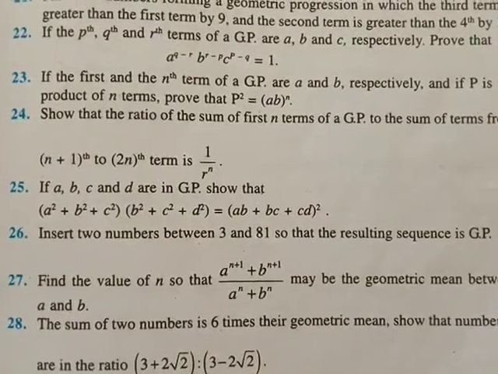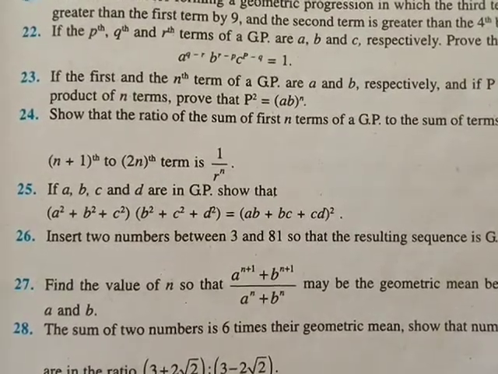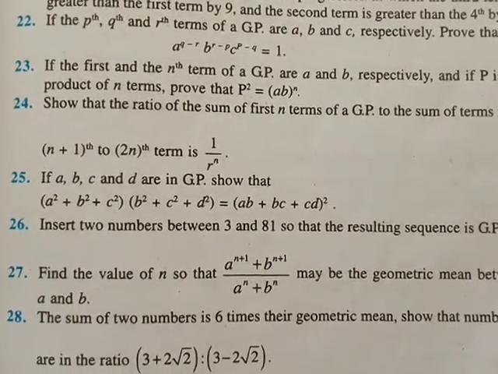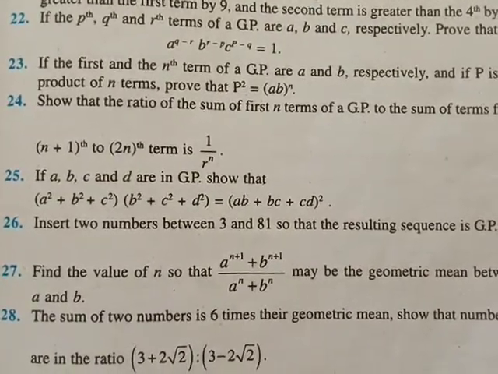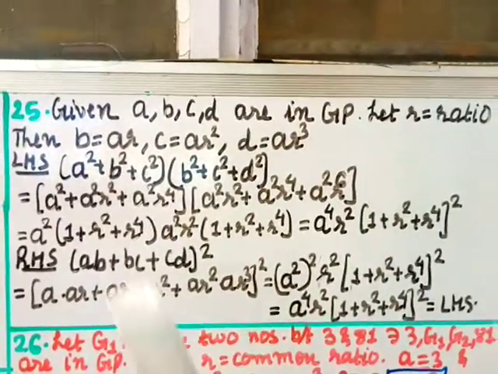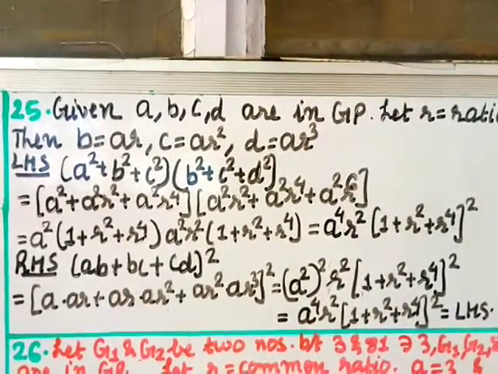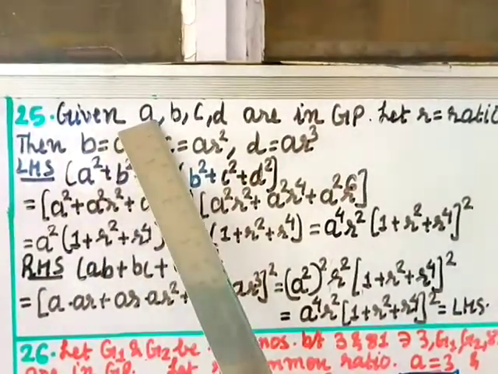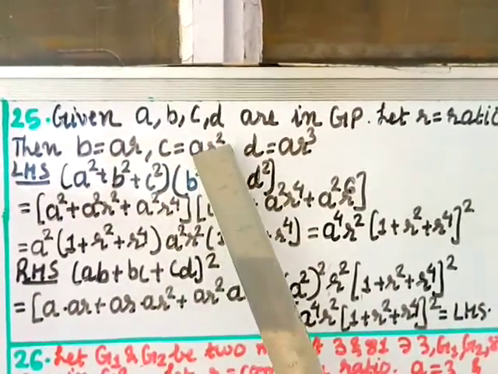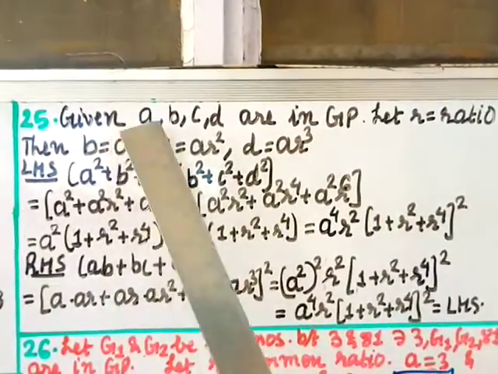Question number 25. If a, b, c and d are in GP, show that a square plus b square plus c square into b square plus c square plus d square equal to ab plus bc plus cd whole power 2. We are given that a, b, c, d are in GP. Let r be the ratio and a be the first term. Okay, so here a is the first term, so we can write b equal to ar, c equal to ar square, and d equal to ar cube.